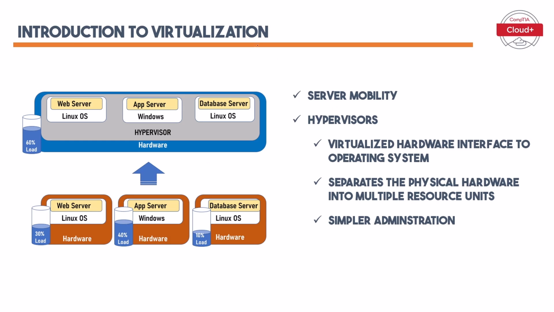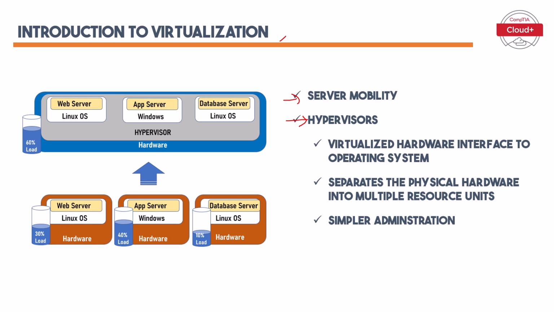The first concept about virtualization is server mobility. Deploying servers using virtualization is more flexible. Each virtual machine can be relocated from one member of the physical server cluster, or what we call a host, to another. This happens if the member server where this VM sits fails or needs maintenance.